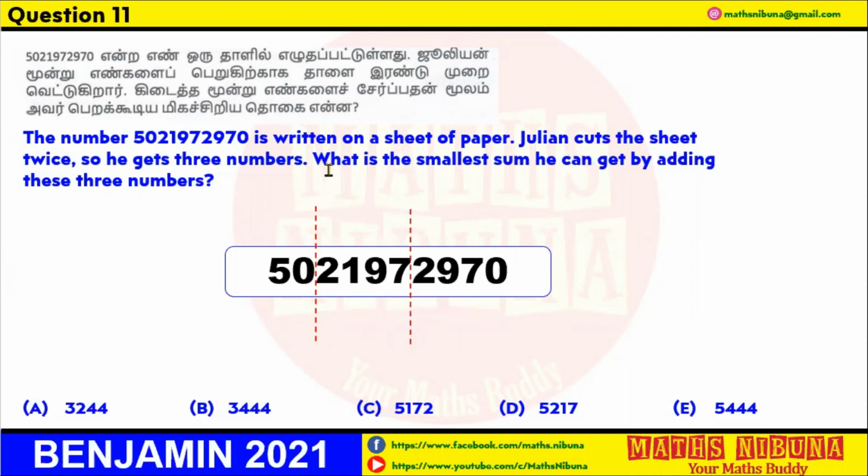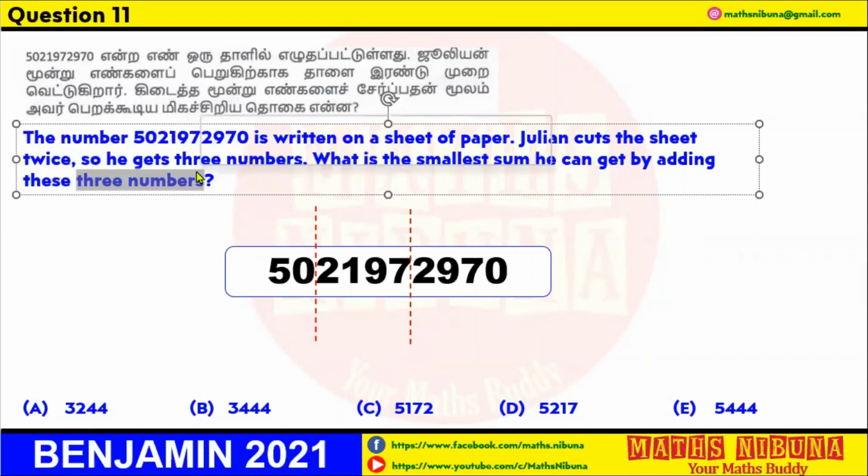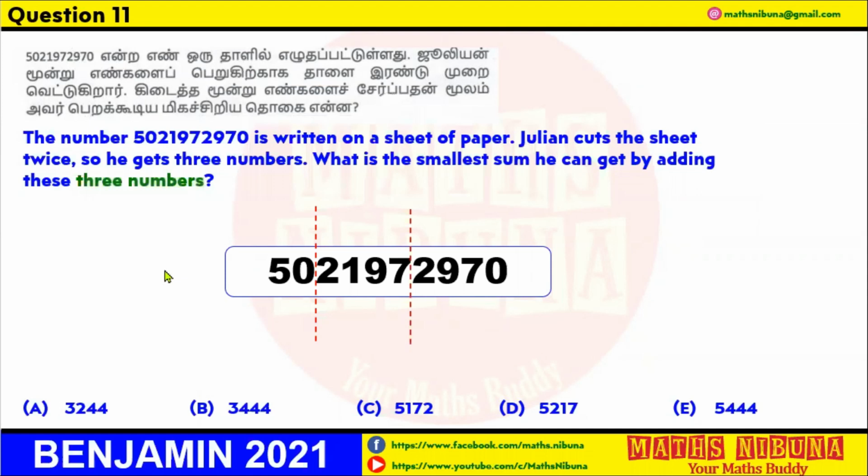What is the smallest sum he can get by adding these three numbers? So when he cuts it, she gets 3 numbers. They tell you to get the three numbers, and they want the smallest sum. So here, first you count how many digits we have. 1, 2, 3, 4, 5, 6, 7, 8, 9, 10 digits. 10 digits means each answer is a 4-digit number at most.